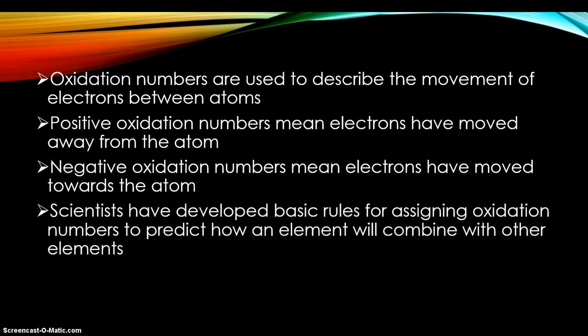Basically, scientists have developed some basic rules for assigning oxidation numbers to predict how an element will combine with other elements. This comes into the naming procedure in terms of how I know that you have, let's say, 2 iron atoms bonding with 3 oxygen atoms, or how I know it's not 1 iron atom bonding with 1 oxygen atom. There are some basic rules and guidelines that will help me figure that out, so I know exactly how many are bonding with what. We'll get into that a little later this chapter. We're going to start with just going over some of the rules.